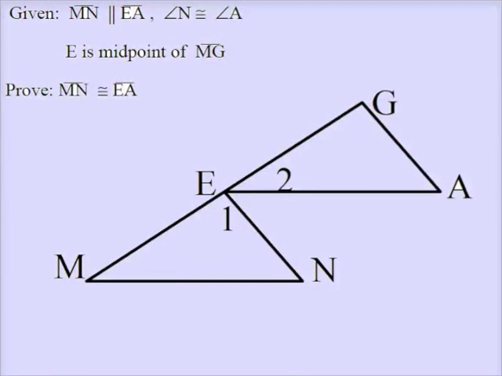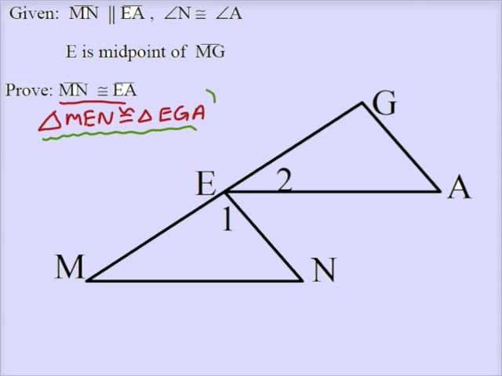All right, here we have our final example for the day. We've got a goal of proving that MN and EA are congruent. In order to do that, we're going to have to prove that the two triangles are congruent. So those two triangles, let's name them. Proving that these triangles are congruent is going to be a sub-goal in order to prove that these segments are congruent using CPCTC. So let's piece this together.